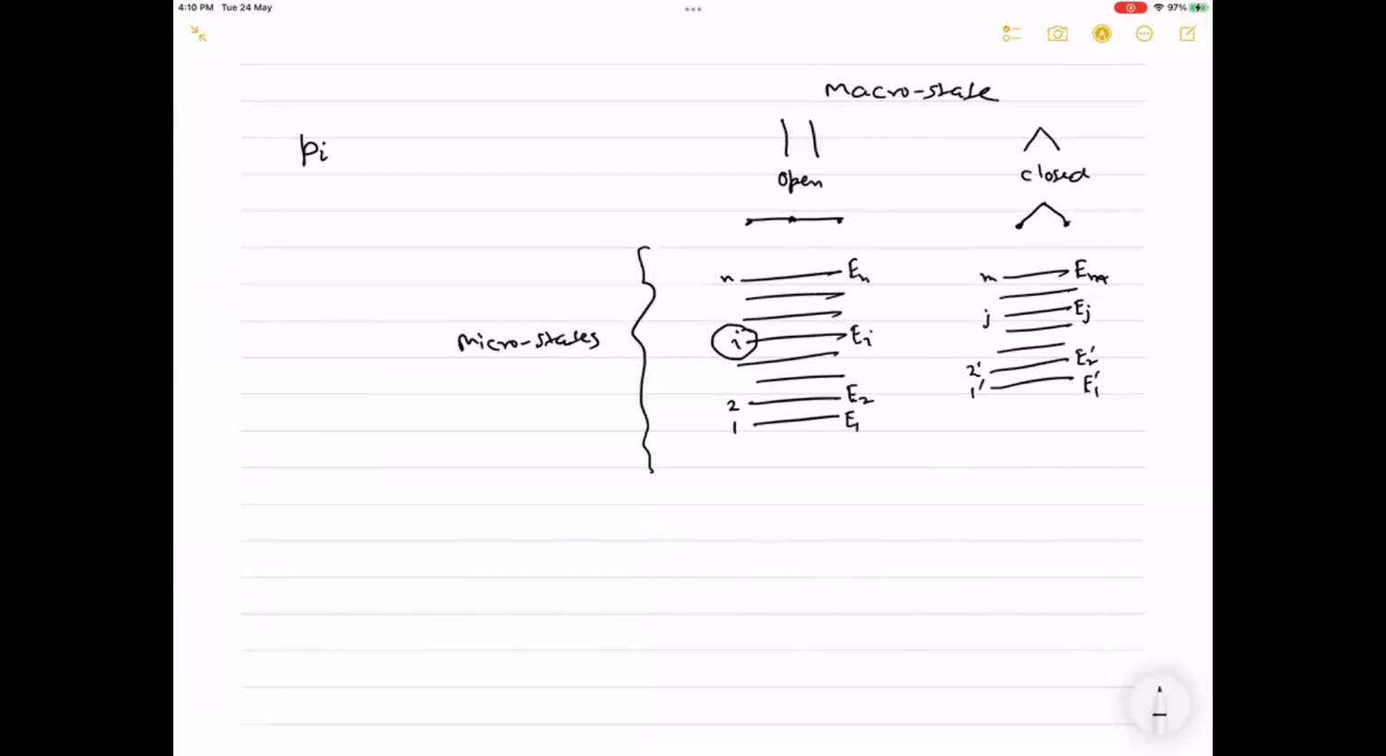How will I get it? Any idea? Which law will I apply? Anyone? Please raise your hand. How do I get the probability of finding the system in a particular state I? Recall lecture 3.